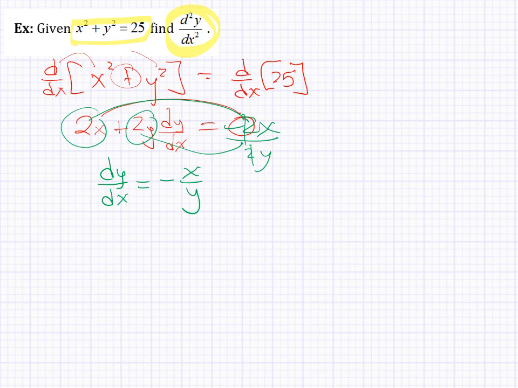Well, you take the derivative of the derivative. So I'm going to take the derivative with respect to x on both sides of this equation. Well, the derivative with respect to x of dy dx is the second derivative. And then I have to take the derivative with respect to x of negative x over y. So on the left-hand side, that is the second derivative.